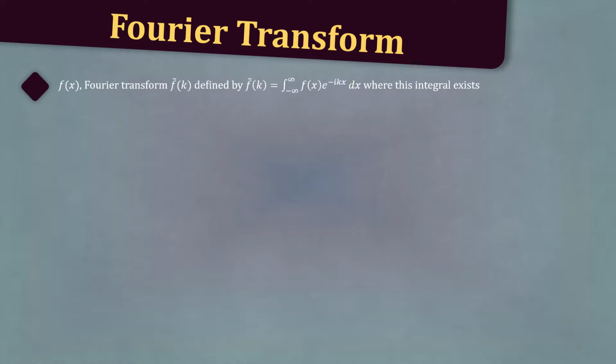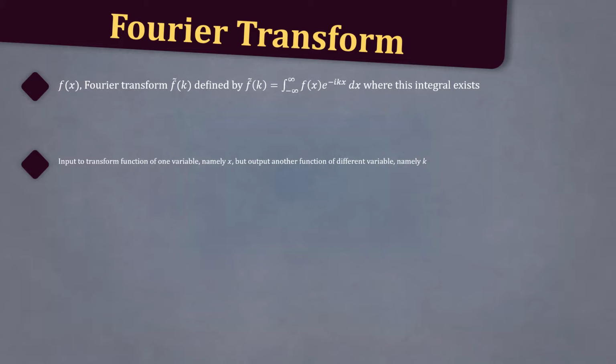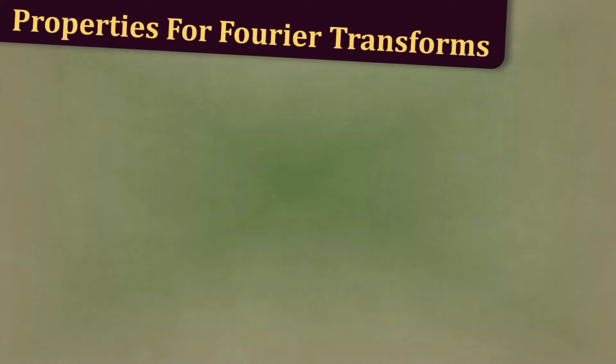For a function f(x), the Fourier transform f̃(k) is defined by f̃(k) equals the integral from minus infinity to infinity of f(x) times e^(-ikx) dx, where this integral exists. Note that the input to the transform is a function of one variable, namely x, but the output is another function of a different variable, namely k.